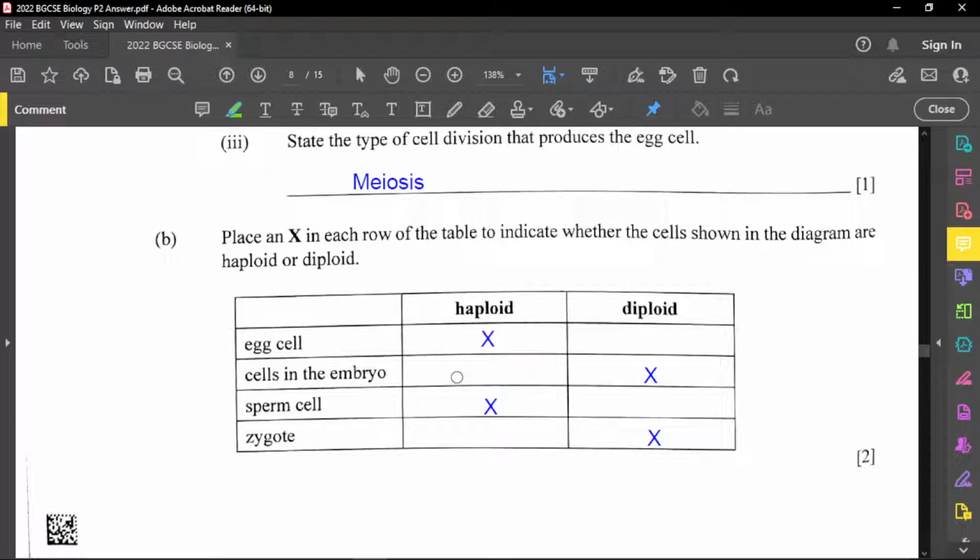A cell in the embryo is formed from the zygote through the combination, so it is a diploid cell. Sperm cells, just like egg cells, are haploid. The zygote is a combination of egg and sperm, so therefore it's diploid.